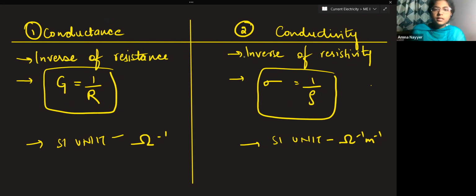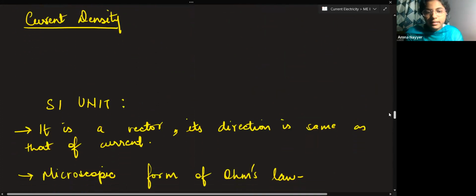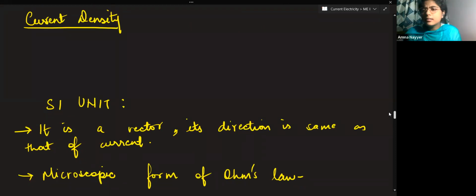All right, now the other two terms. One is current density. Questions do come from current density at least. Conductivity and conductance questions rarely come, but from current density you have questions. We have studied current in detail and seen all the formulas for current. If you divide the current by area, or take current per unit area, the quantity you get is known as current density.